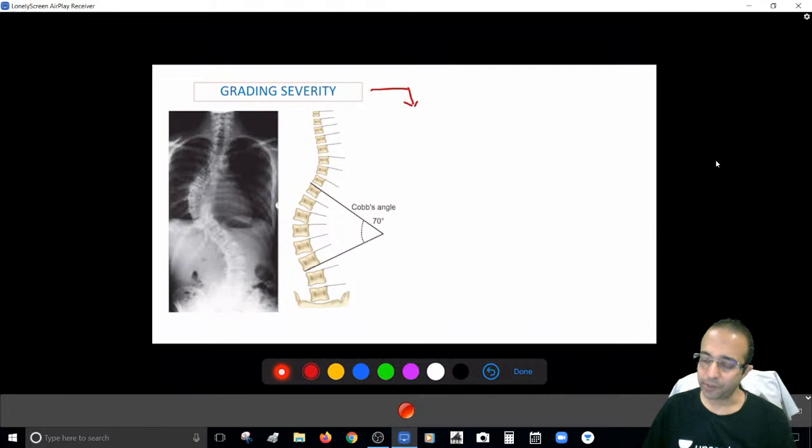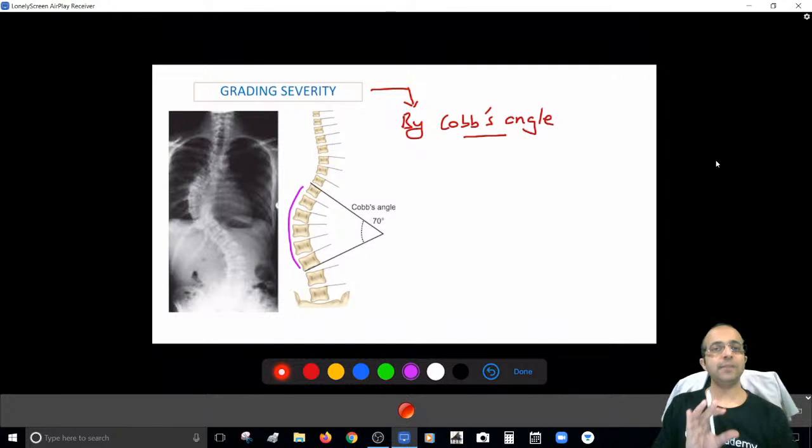So how to grade the severity? By calculation of a very important angle that's called Cobb's angle. So this is the curve, the primary curve. Your first step is to define the primary curve. See the secondary curve above, compensatory curve below. So this is the primary curve.